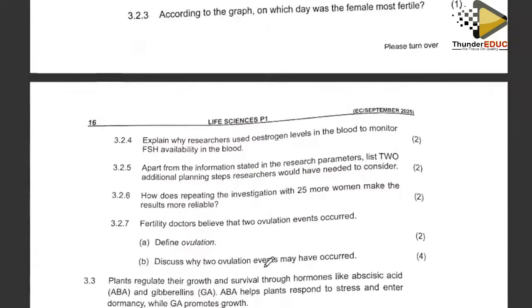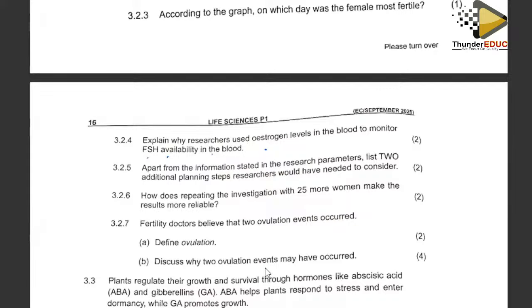Explain why the researcher used estrogen level in the blood to monitor the FSH availability in blood. Remember that FSH causes development of the Graafian follicle. So when the Graafian follicle develops, it's going to produce estrogen. Automatically, if I have a high level of estrogen, definitely I have a mature Graafian follicle. Therefore, an increase in the level of estrogen will indicate that there is a Graafian follicle which is mature.